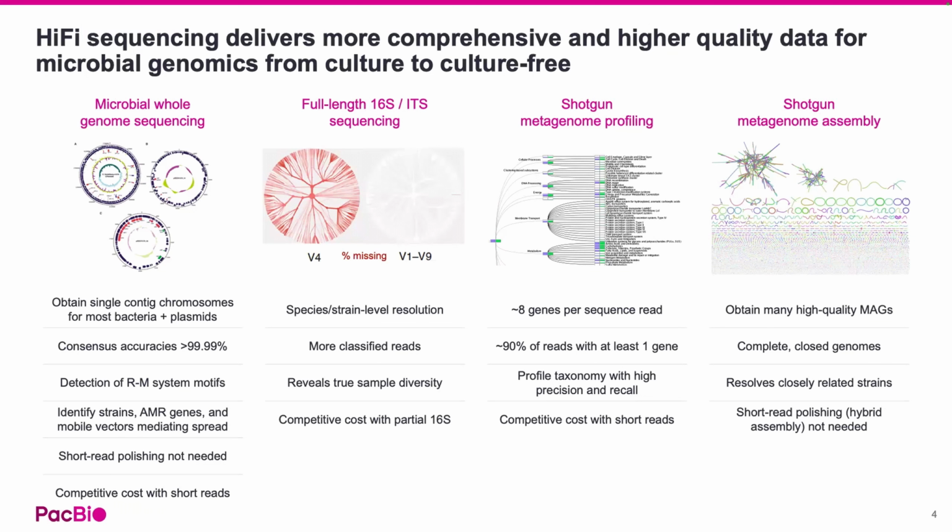And then for shotgun metagenome assembly, you're able to obtain many high quality metagenome-assembled genomes or MAGs, many of which are actually single contig, complete or near complete MAGs. And the accuracy really comes into play here. So it's not only long reads, but it's high accuracy, which is different compared to some other long reads, which helps you with resolving these MAGs at the strain level. So many of these MAGs are actually down to the strain level and not collapsed at the species level. The same thing goes as with the microbial isolate sequencing. There's no reason to do hybrid-based assembly or short read polishing because you have high accuracy.